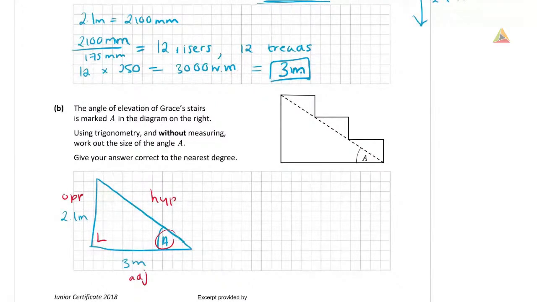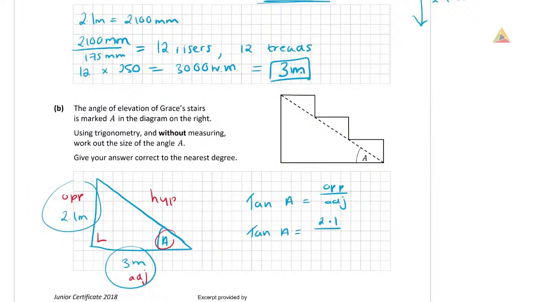So we're looking for angle A. A is the unknown, which means we need to use what we have. We have the opposite and we have the adjacent, so O and A. We need a formula that has O and A in it, so that's going to be tan. The tan of A is equal to the opposite over the adjacent. In this case, the opposite is 2.1, divided by the adjacent, which is 3.